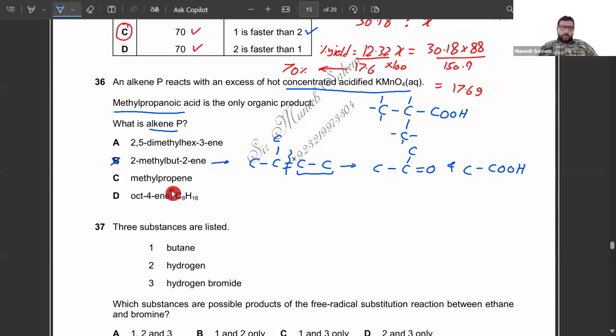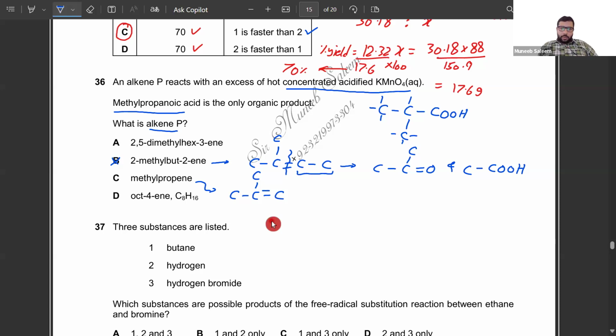Now let's check the option C. The option C says methyl propene. The structure of this is: we have methyl propene, so a methyl group on this carbon and then a double bond here. You can place the double bond either here or on the left side. Both will give you the same structure.